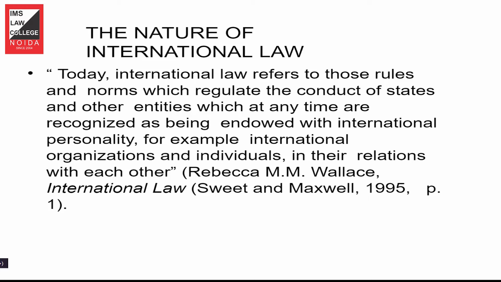It shows how far international law has evolved that this original definition omits individuals and international organizations, two of the most dynamic and vital elements of modern international law. In modern times, the most important subjects of international law are international organizations and individuals too. Presently, there are three subjects of international law. First is states, second is individuals, third is international organizations.